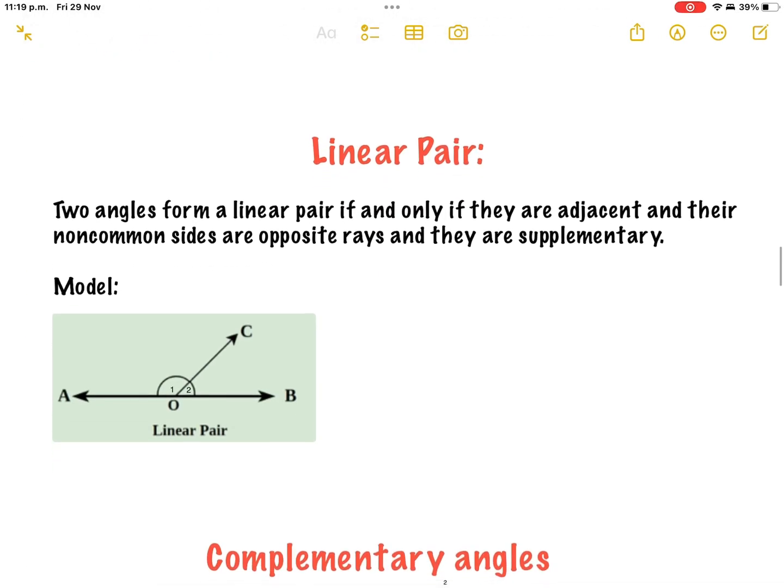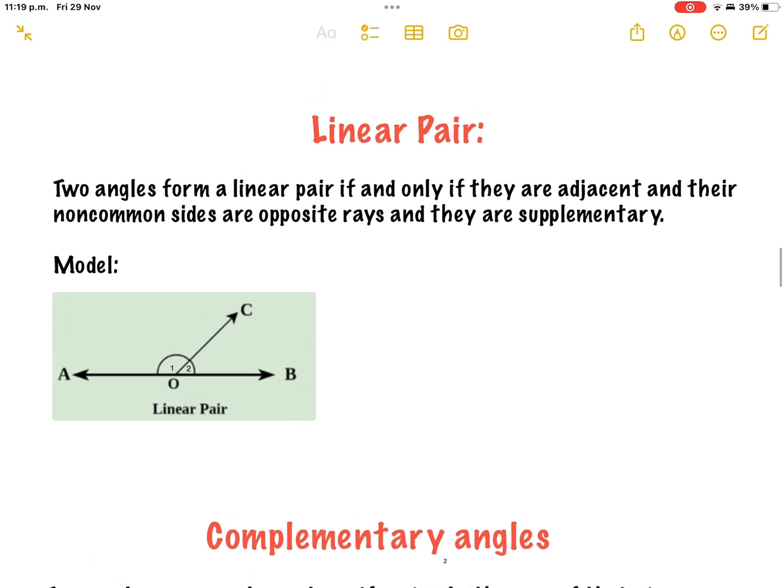Now, what are linear pairs? Two angles form a linear pair if and only if they are adjacent and their non-common sides are opposite rays.